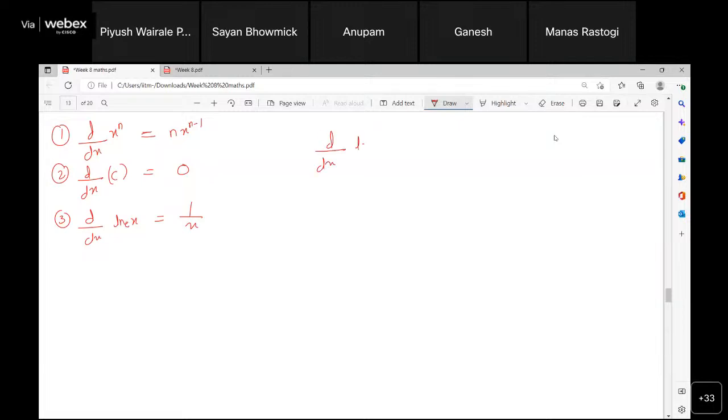So suppose I say log to the base a, then what will the derivative be? 1 upon x log to the base e of a, that is 1 by x ln a, right? Yes, sir. Even if you don't know that, you can simply apply the change of base rule, that is log of x upon ln of a, right?